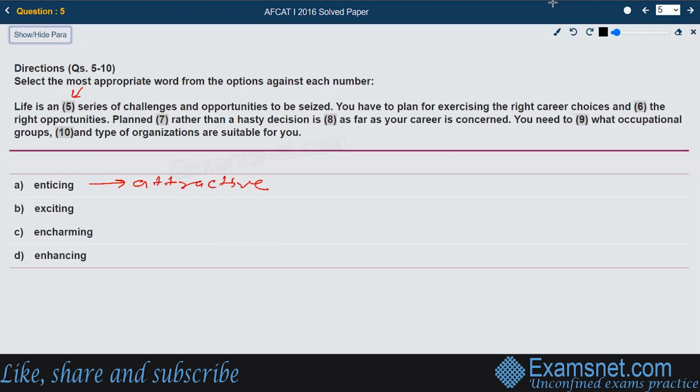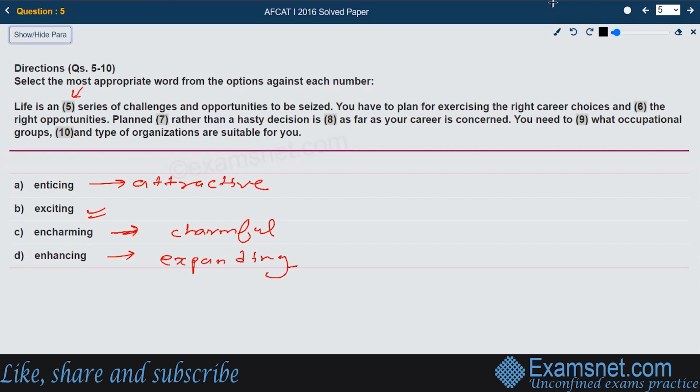Attractive. Next word is exciting. Exciting we very well know. Exciting means something that excites. And charming. And charm is something which is charmful, which is charmful to see. Enhancing. Enhancing is something which can expand or that is expanding.